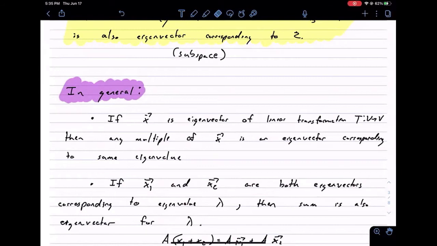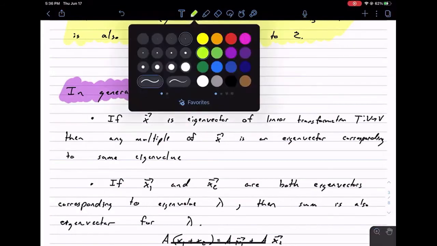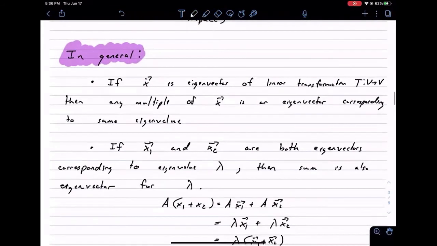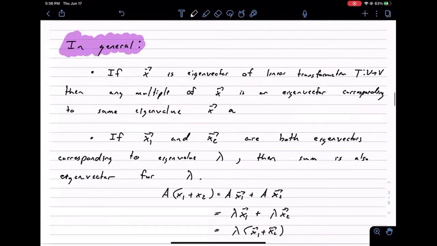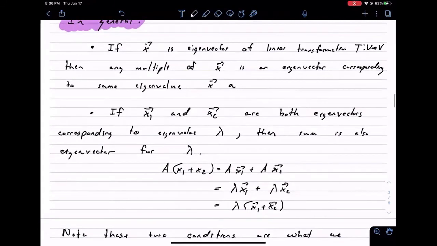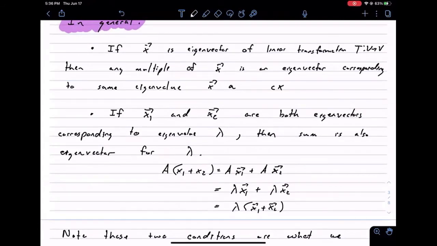So think about this. We can do it in terms of matrices if that's comfortable. So x is an eigenvector corresponding to eigenvalue, let's say the eigenvalue is a. Okay. Let's take a multiple of x. Let's look at cx, and let's do A times cx. Well, remember our properties of matrix multiplication, I can pull this c outside.